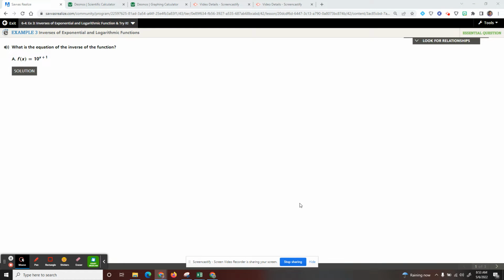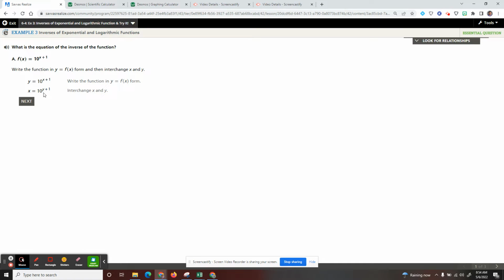In example 3, we're going to take inverses of both exponential and logarithmic functions. When you start with an exponential and you want the inverse of that, first thing, if it's in function form, we're going to write it as an equation. So we're going to replace f of x with y. Then we're going to switch x and y, right? That's the same process we learned last chapter when we were doing inverses of radical functions. Same process, right? Switch the x and the y.